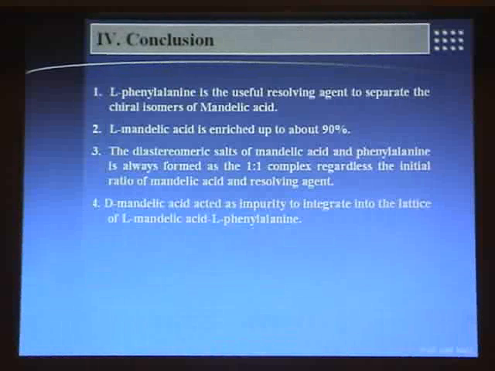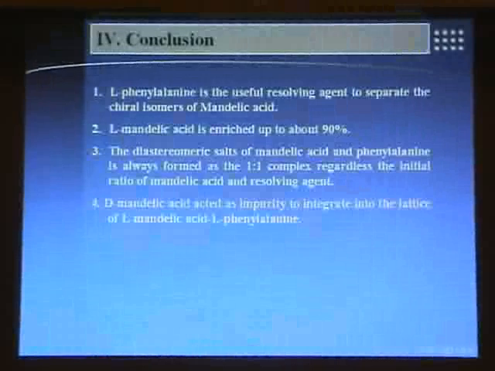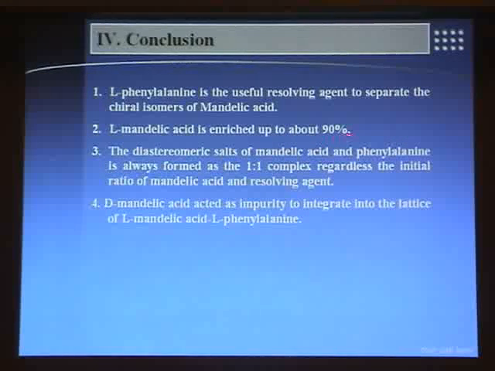From the results, we conclude that L-phenylalanine is a useful resolving agent for separating the chiral isomers of mandelic acid, and the final result is that mandelic acid can be enriched to around 90%. The diastereomeric salt of mandelic acid and phenylalanine is a 1:1 complex regardless of the ratio of mandelic acid to resolving agent. And the D-mandelic acid acts as an impurity that integrates into the lattice of L-mandelic acid L-phenylalanine.